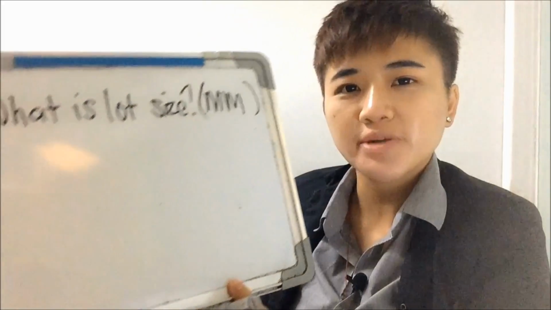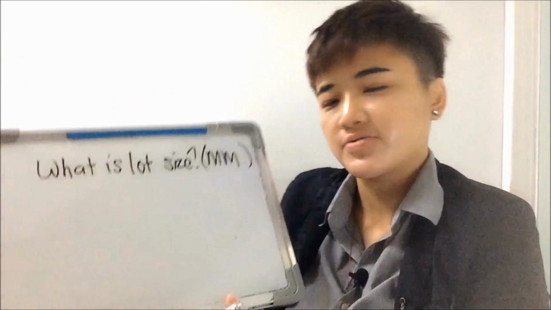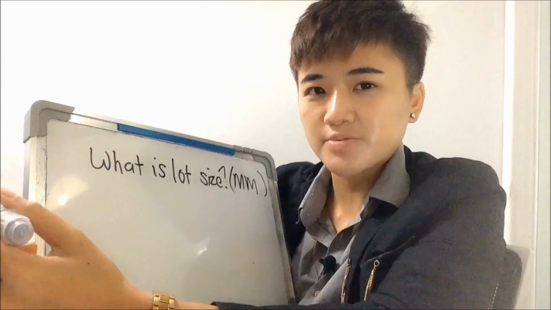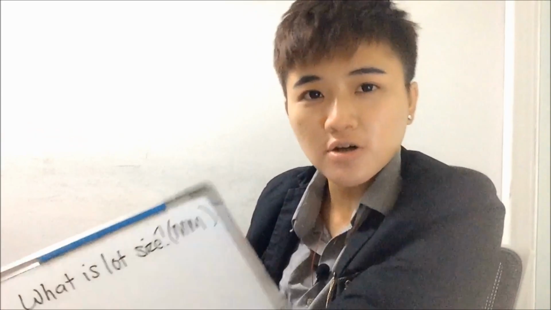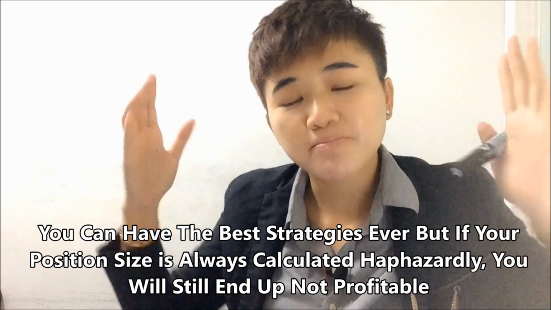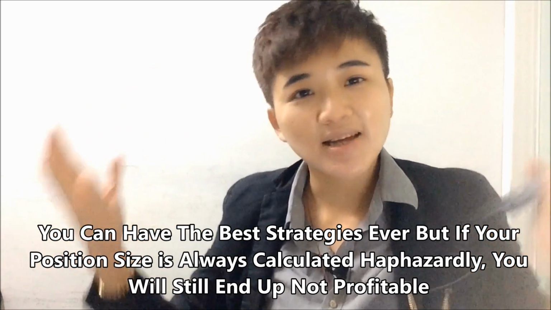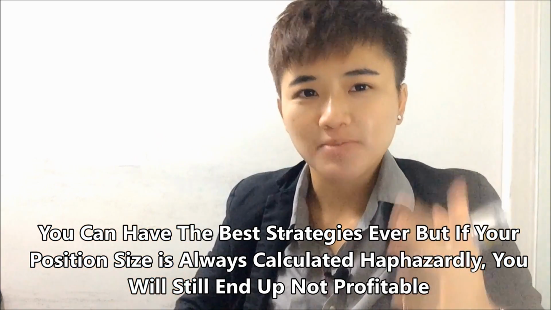Position size also means lot size. Now, lot size is a very important part of money management that you cannot afford to ignore, especially when you're a trader. The difference between professional traders and normal traders who are not making money is one thing: good psychology and good risk management. You can have the best strategy in the world, a 99% win rate. If you don't take care of your money management, nothing is going to change.